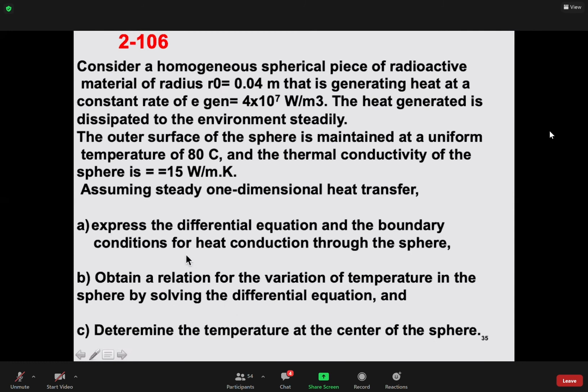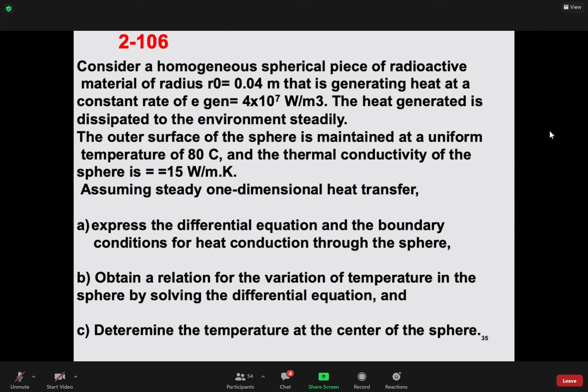The first part of the problem said to express the differential equation and the boundary condition for heat conduction through the sphere. Now I have a differential equation and I have specified the boundary condition. The second part said obtain a relationship for variation of the temperature in the sphere. Now I know the boundary condition, I want to develop an equation for the temperature as a function of R, so that if I put in R at any point, I can calculate the temperature.